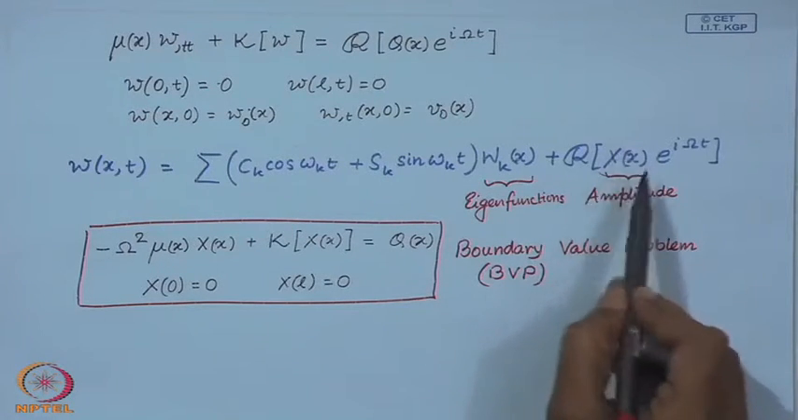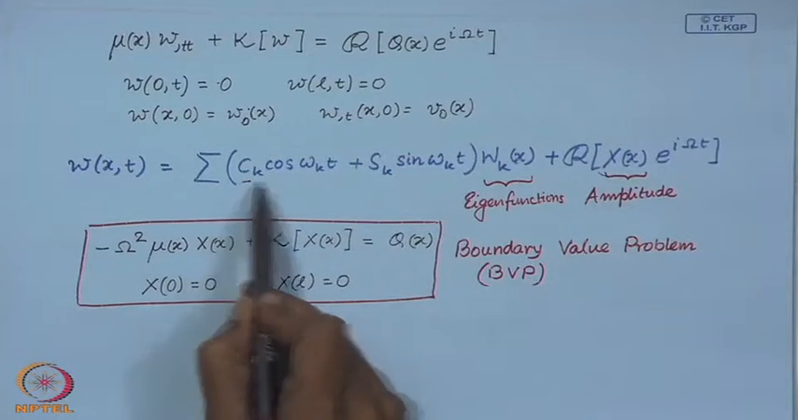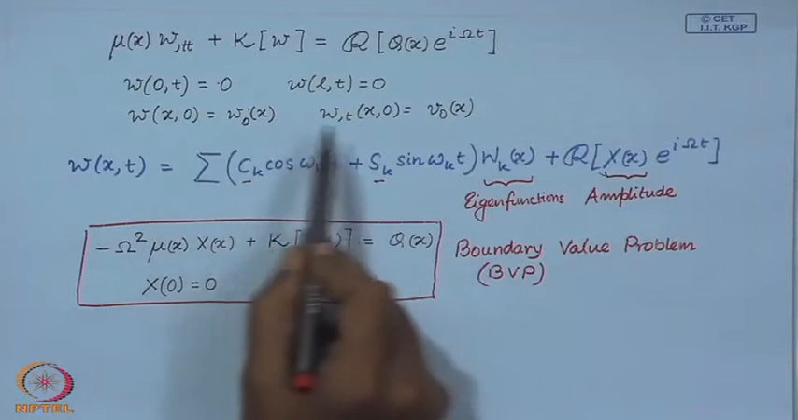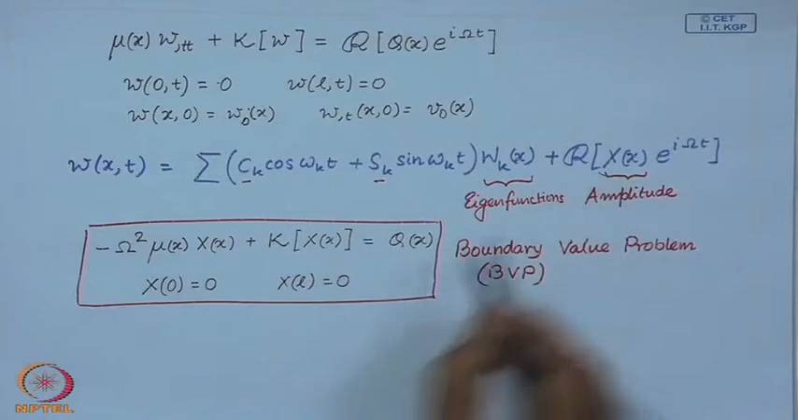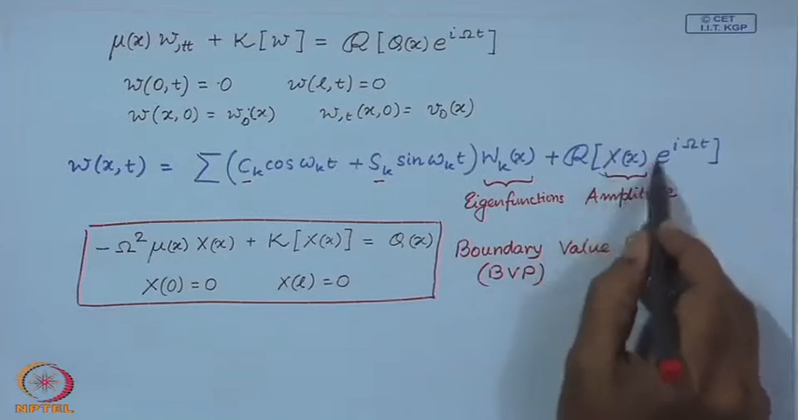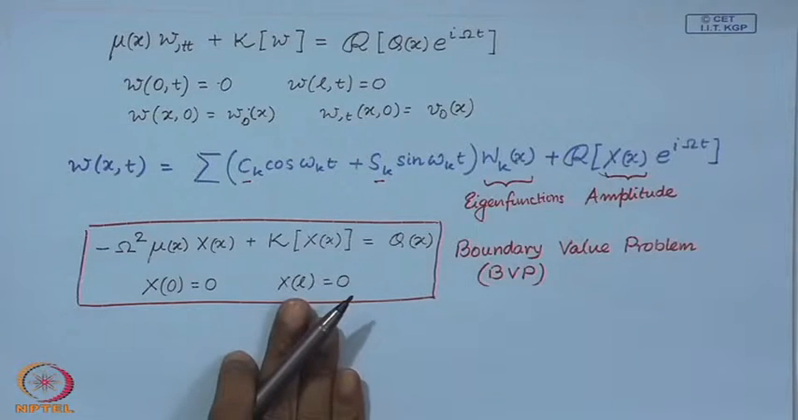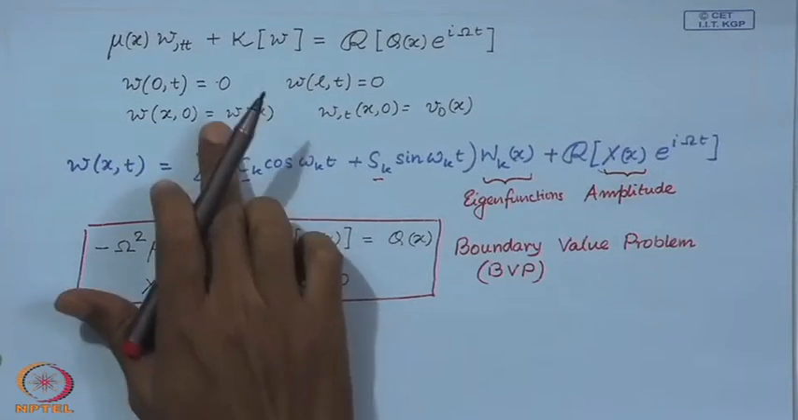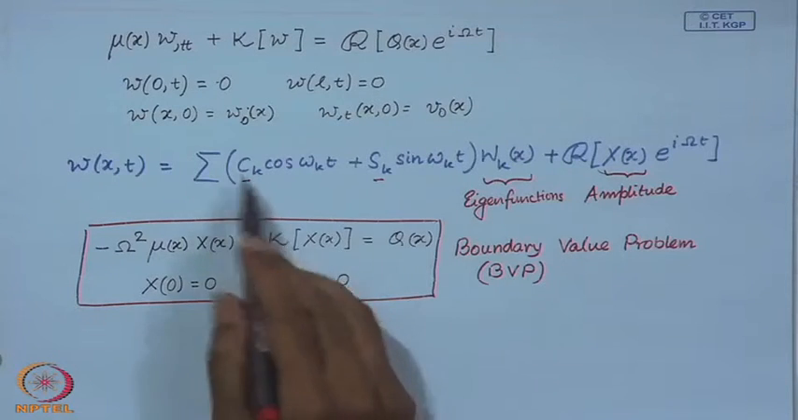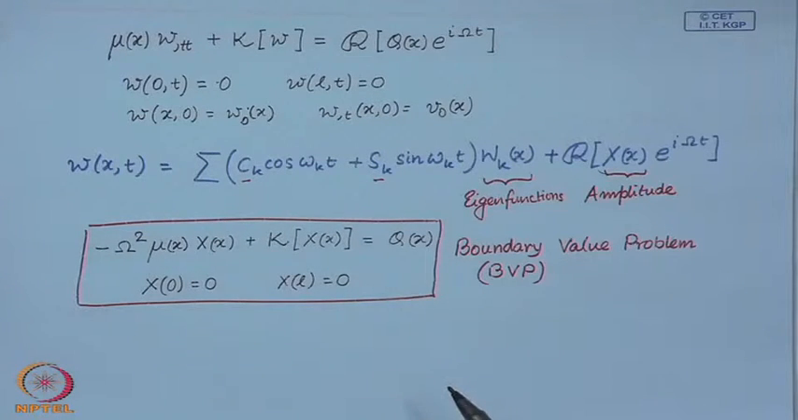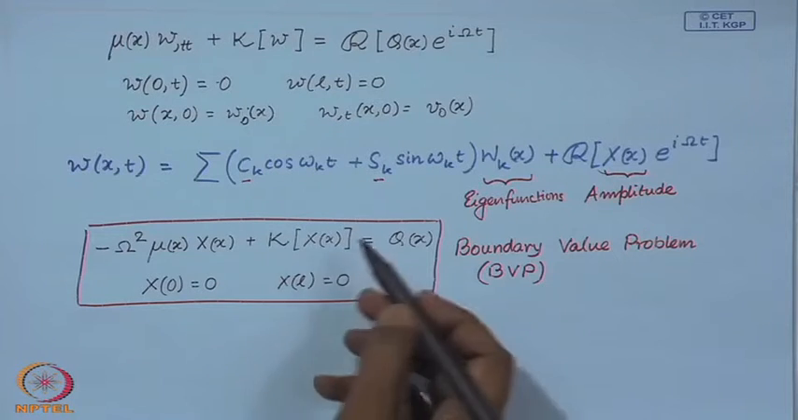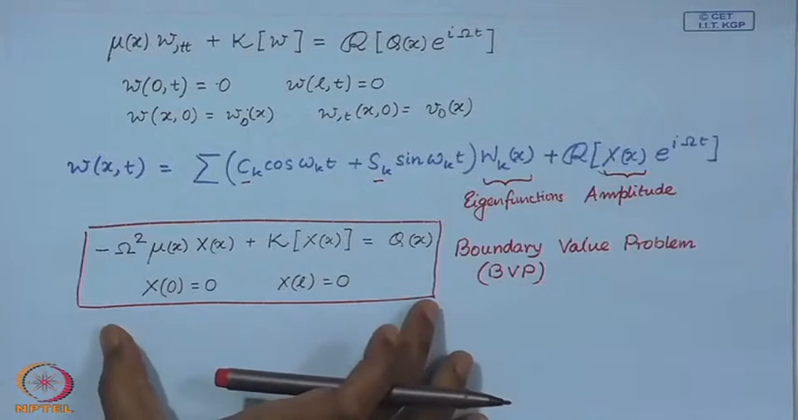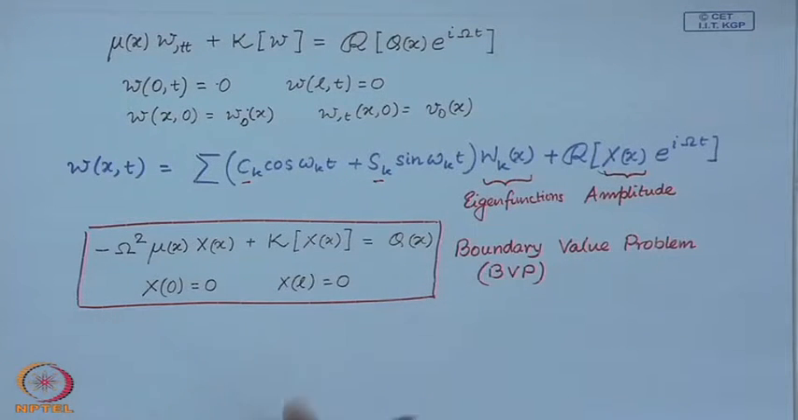So, this is the unknown here, and of course, we have unknowns C k and S k, which must be determined from the initial conditions after we have solved this amplitude function of the particular solution. So, we solve this boundary value problem, determine capital X, substitute it here and then apply the initial conditions to solve for C k and S k, and the solution of C k and S k we have seen in one of our previous lectures. So, today we are going to focus on the solution of this boundary value problem.